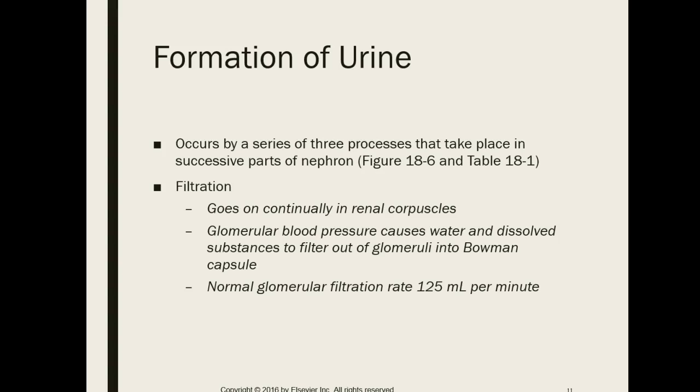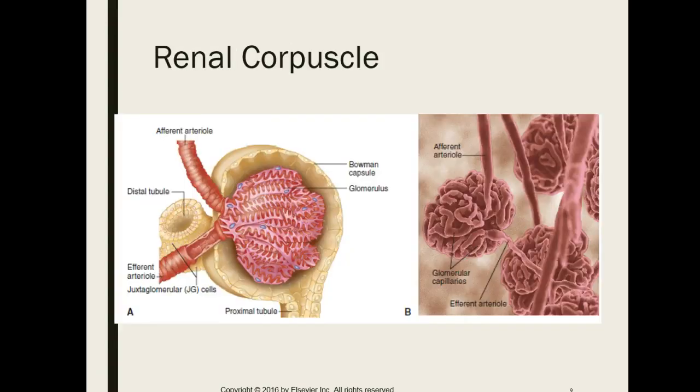The blood pressure inside of the glomerulus, so those blood capillaries, is going to cause water and dissolved substances to filter out into the Bowman capsule. So if we look back here, you can see that there's a hollow space surrounding that glomerulus. So the water and dissolved substances are going to filter out of the blood capillary here and then go into the Bowman capsule. So this is kind of a collecting area, and then it's going to go down into the proximal tubule here.